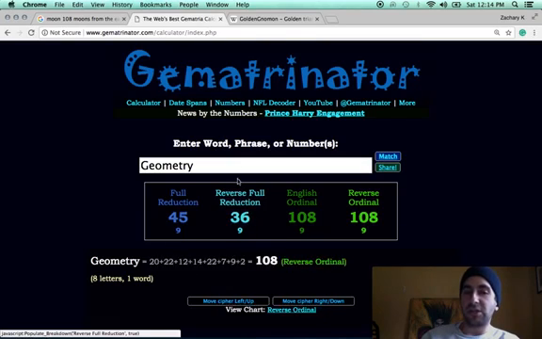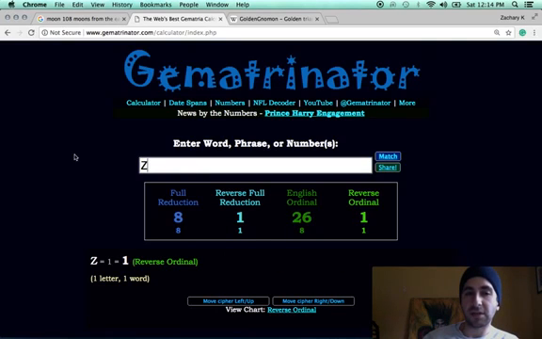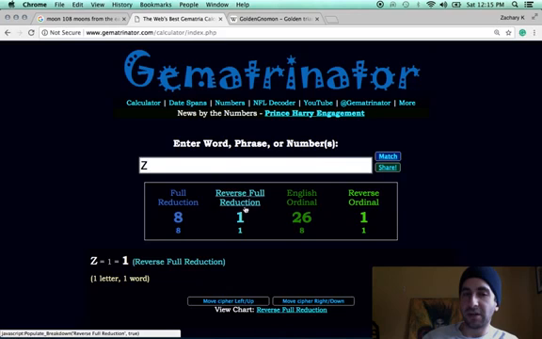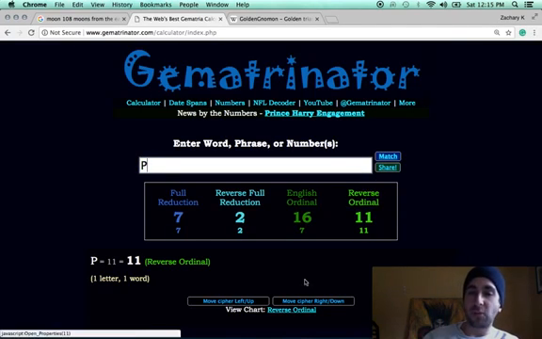Notice also that geometry has this reverse reduction gematria of 36. That's using the rules of numerology. So in reverse gematria, Z is 1. Z is 1, so in reduction, Z is also 1. Q is the 10th letter in reverse order. The numerology of 10 is 1 plus 0, which is 1. P would be the next letter. P would be the 11th going in reverse. 1 plus 1 is 2.